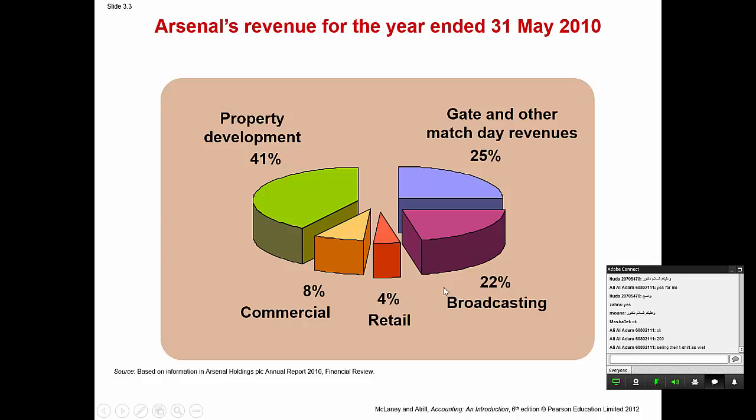Okay, and 22% from the broadcasting. For example, if there is a match, they can also rent the football match, give it to some companies to promote their products and services during the match, and so on. Okay, so this is the breakdown for the revenue of Arsenal Football Club. This is just an example.